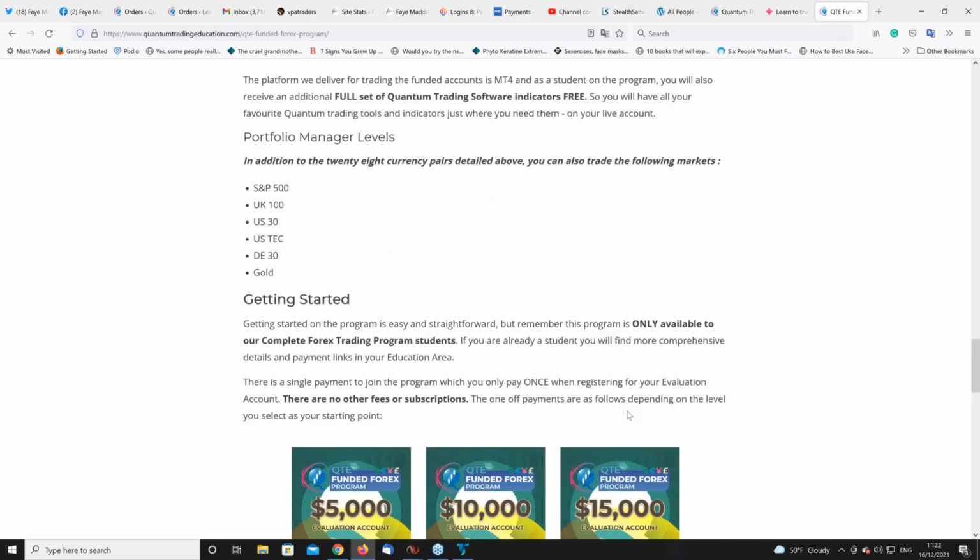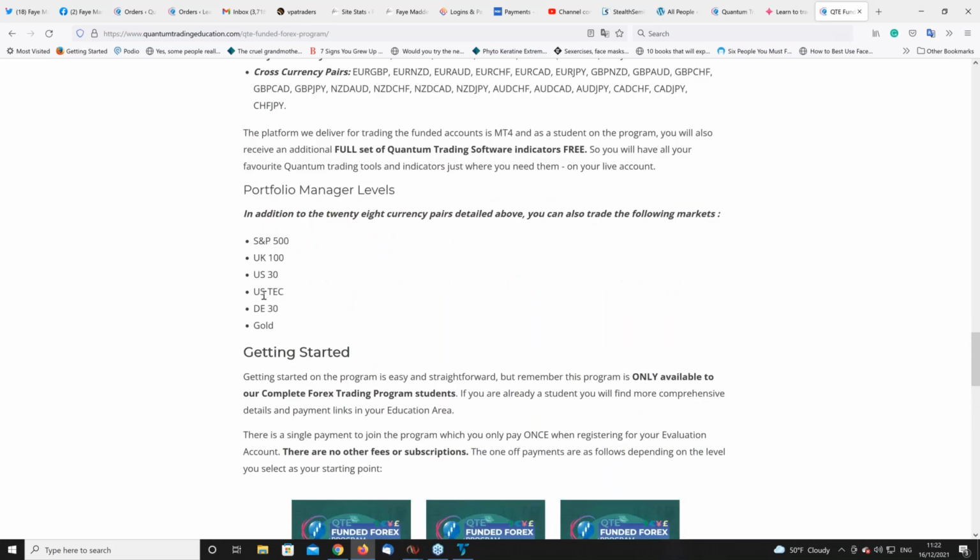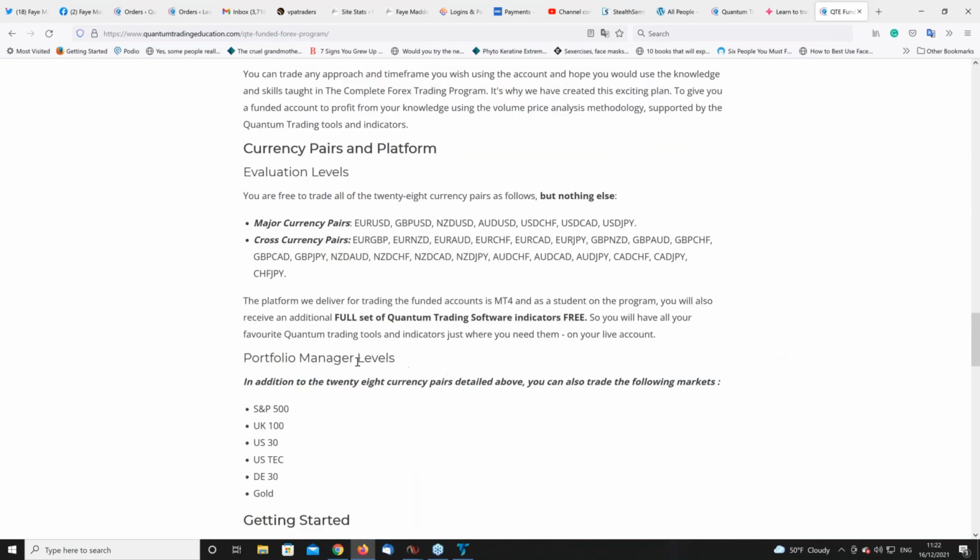And in addition to that, you can then start to trade other markets. You've got the indices here, and you've also got gold on the portfolio, what we call the portfolio manager level. And that goes all the way up to $1 and $2 million. You go up in increments of double thereafter. So if you go from 15 to 60, you go to 120,000, 240,000, 480, right the way through to 1 million. You're earning as you go on the portfolio manager level.